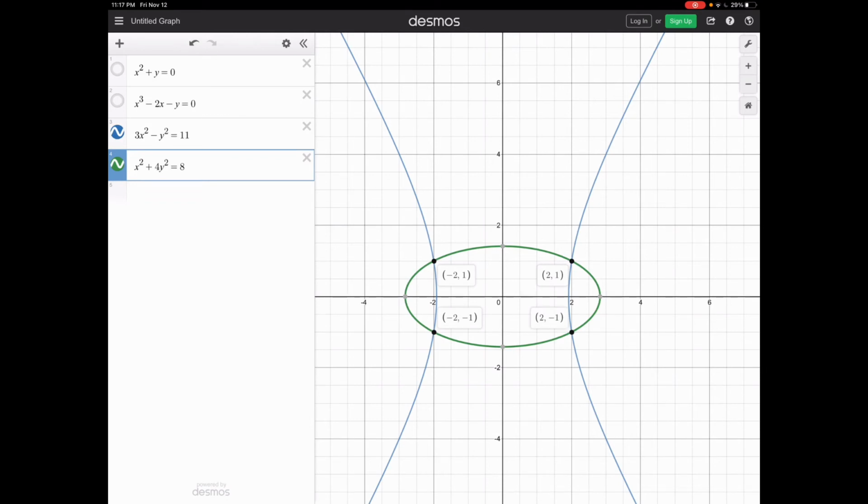And there they are, my 4 solutions: (2, 1), (-2, 1), (-2, -1), and (2, -1). Never forget, Desmos will graph any 2-variable equation for you. Use that. Check to make sure that the solutions that you think work actually show up on the graph.